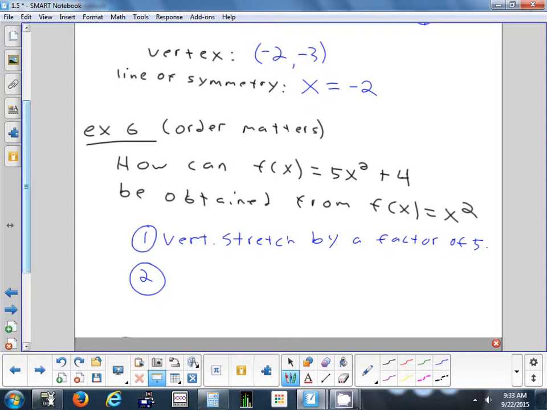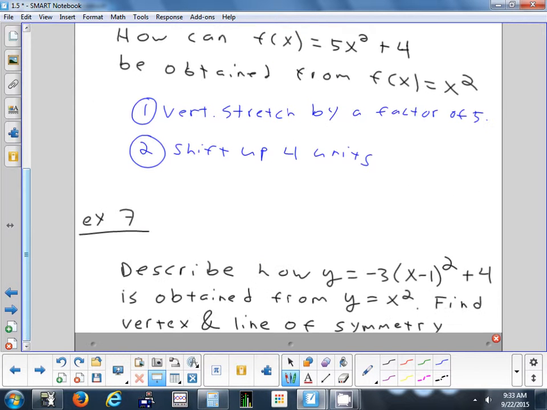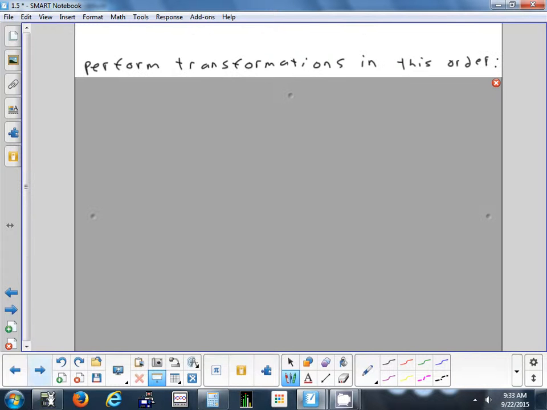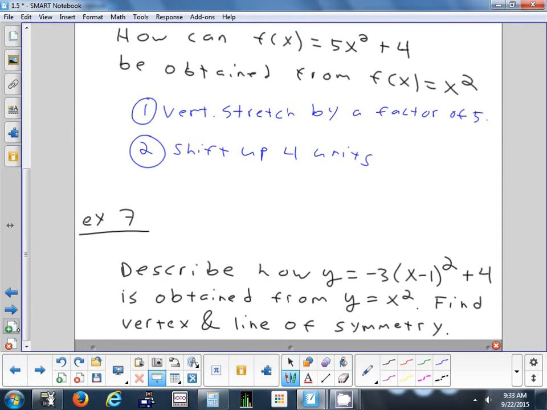All right, and the second step. Matt, what's that plus 4 going to do? Move it down 4, up 4. Yeah, that's a shift up 4 units. Shift up 4 units. So we'll try this one, and then I'll show you the order that you always have to do it in. But this is actually going to be a good example to show you the order.